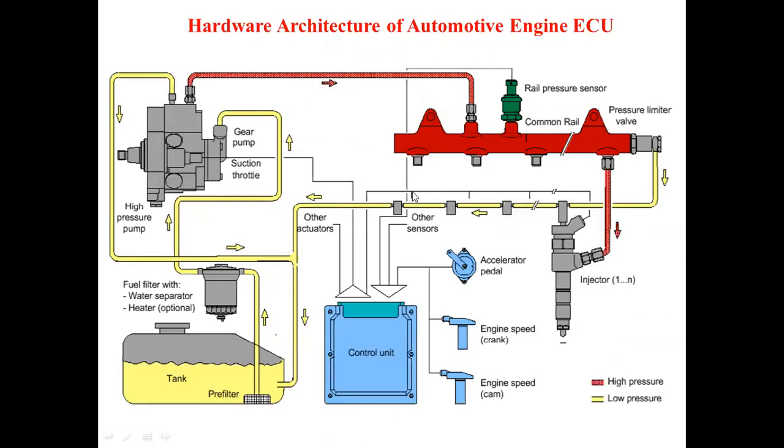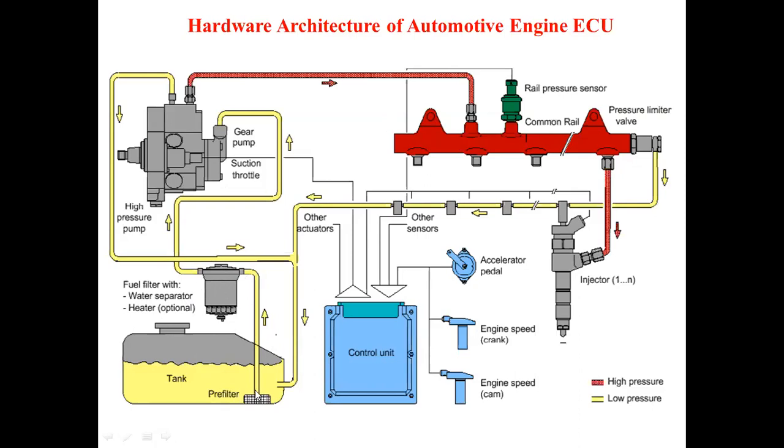Now, if you go for the hardware architecture of the automotive engine ECU, here you will find the common rail fuel injection system. This is the common rail, and this is an engine fuel supply system. In this diagram, this is the fuel tank. In that tank you will find the pre-filter. From that pre-filter, the filtered fuel is taken through another filter outside the tank, and this filter is fitted with the water separator and heater, which is optional.